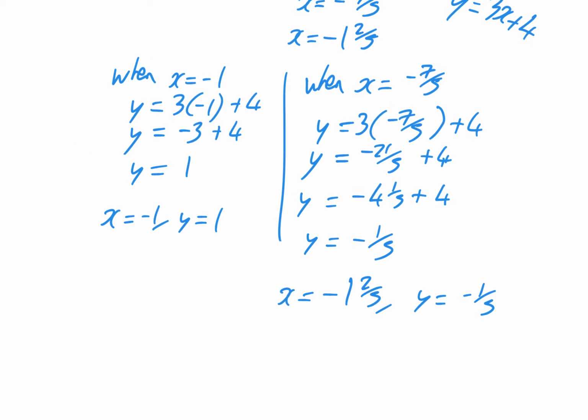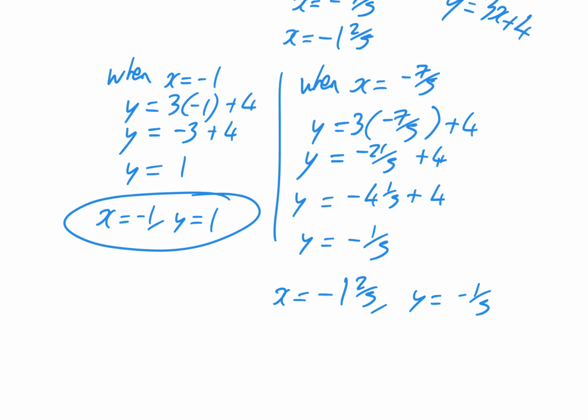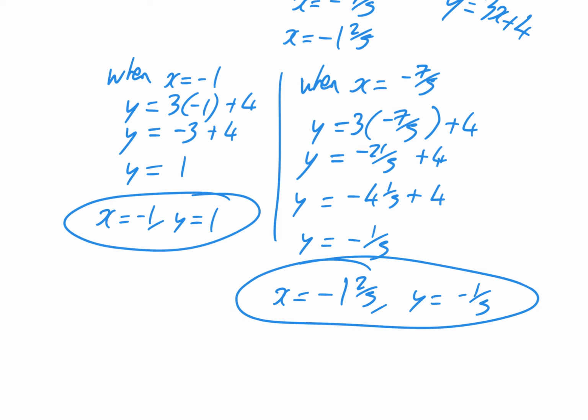And that is it. So you've got your two solutions. I'll just put them in a circle. x is equal to minus 1, y is equal to 1, and x is equal to minus 1 and 2/5, and y is equal to minus 1/5.